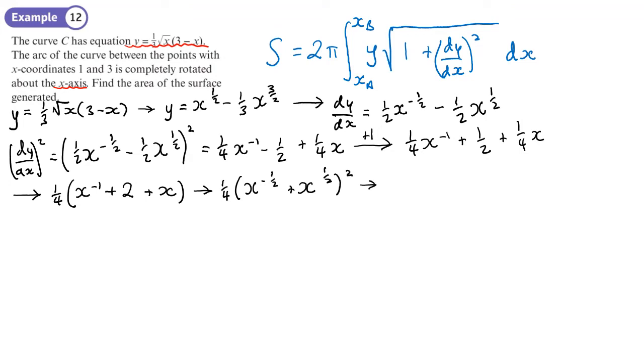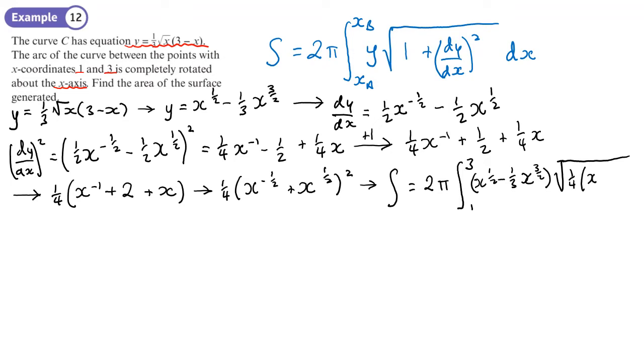So now what we've got is our surface area of revolution is going to be 2 pi times by, now my limits are here somewhere, here we go, 1 and 3, so we'll put those in, times by y, and y is this, so we'll write our expanded form, x to the half minus a third x to the 3 over 2, times by the square root of what we factorised, which was half x to the minus a half plus x to the half, all squared, and then there's meant to be a dx there at the end.